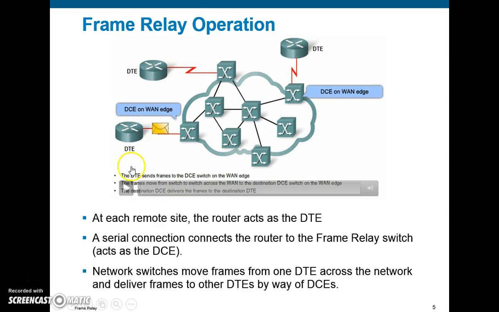You try to send the packet out. When you send out the packet, there will be an address here. The address will help the DCE at the edge of the Frame Relay cloud to switch the packet. The different Frame Relay switches will then, based on the address, help to direct the packet to the destination.